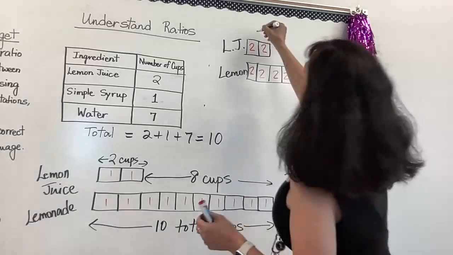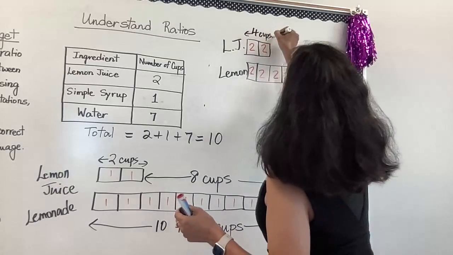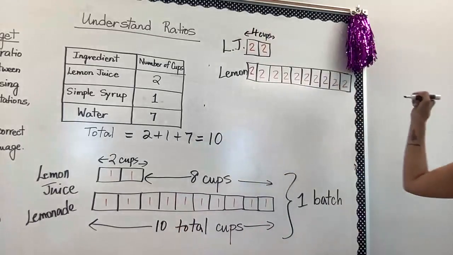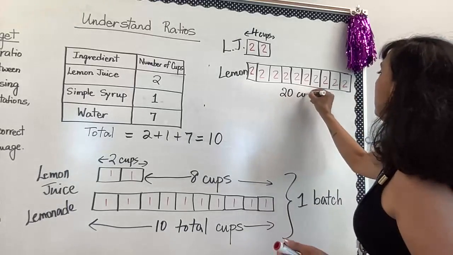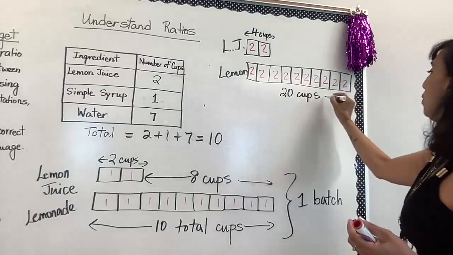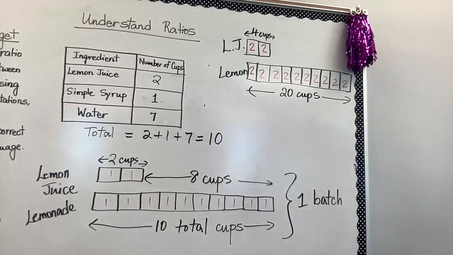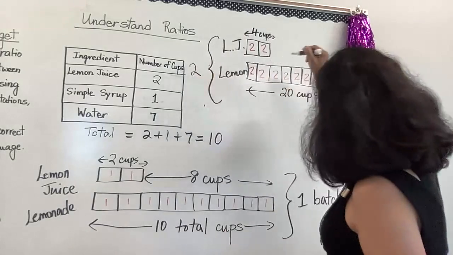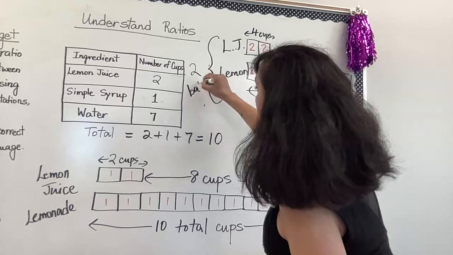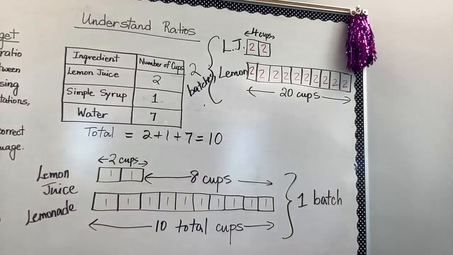We have 4 cups now of lemon juice up here. And then I have 2 times 10 over here, which would be 20 cups total of lemonade. This whole thing is now for 2 batches because we've doubled the amount. So this is 2 batches. We are doubling the quantities to make 2 batches.